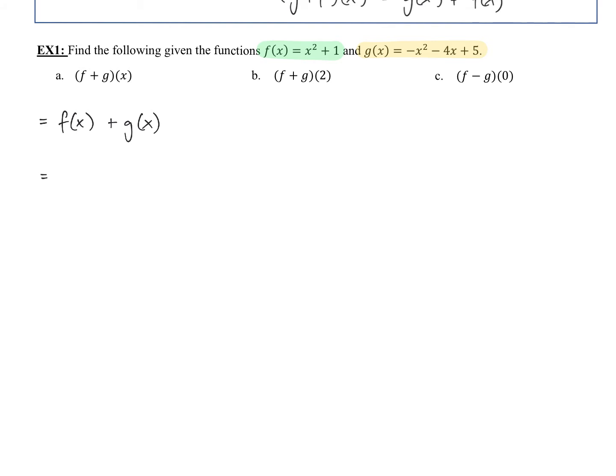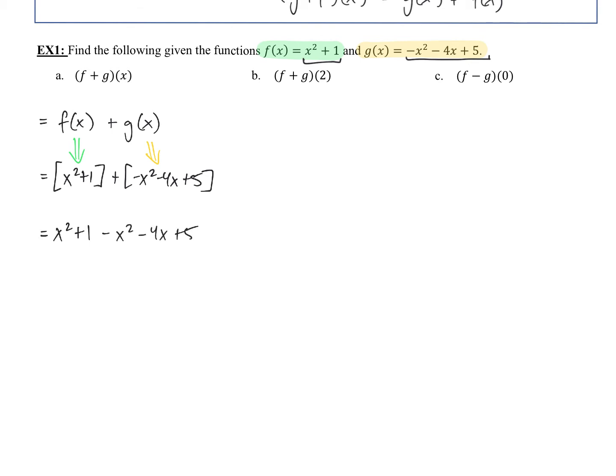Well, what is f of x? F of x is x squared plus 1, so let's go ahead and plop that in. X squared plus 1. And then what does g of x equal? G of x equals negative x squared minus 4x plus 5. So if you see, all we did was swap out each of the functions into our equation. Now I'm going to drop the parentheses, so we have x squared plus 1 plus negative x squared minus 4x plus 5, and all we can do now is combine like terms.